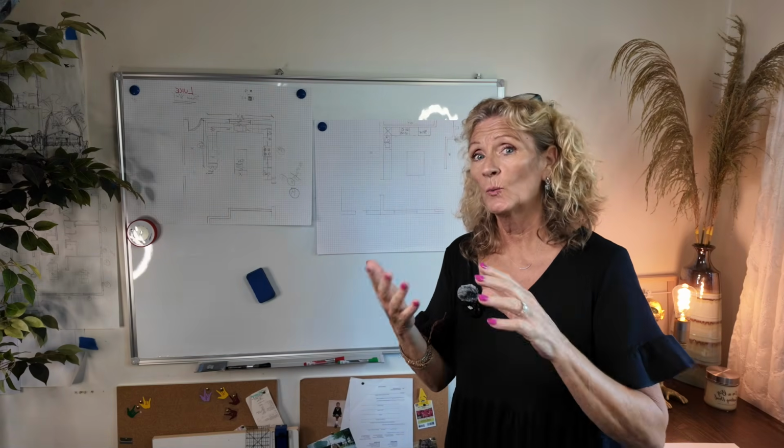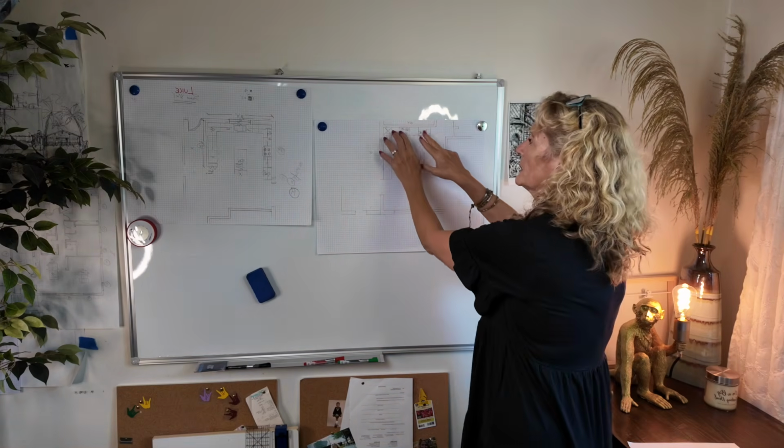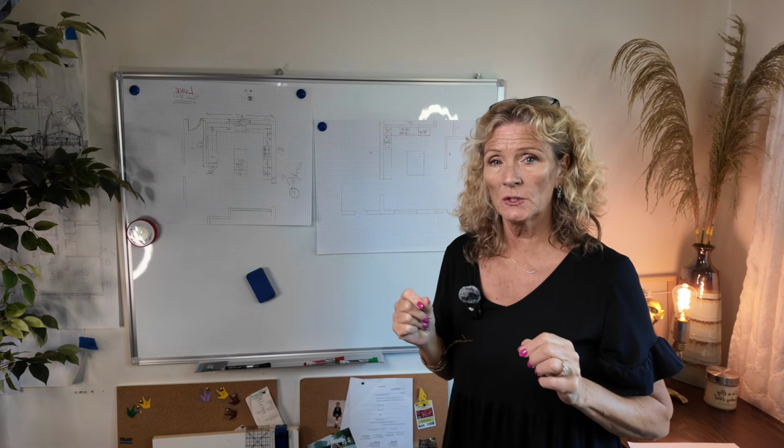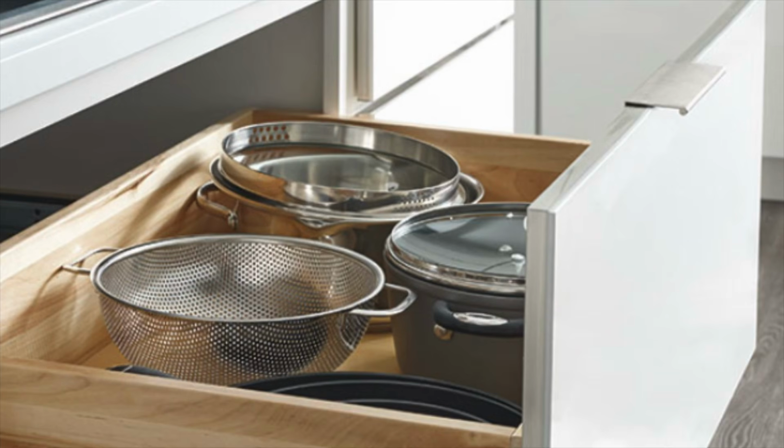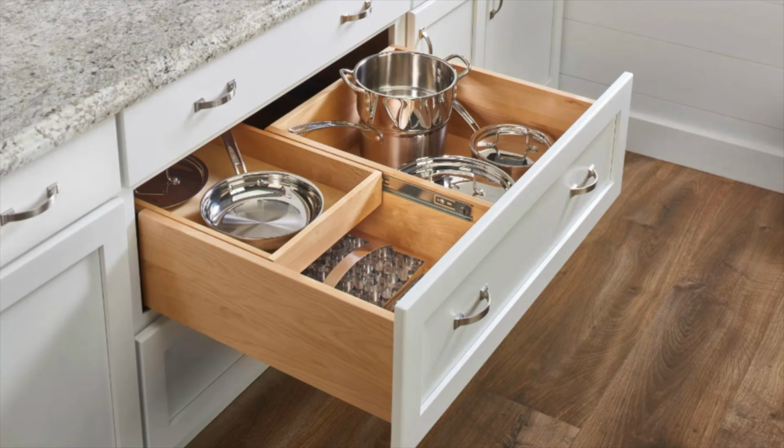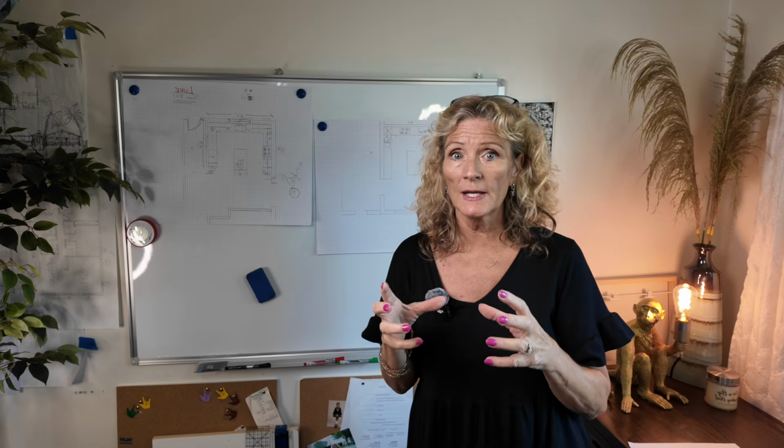Within that space, we want to figure out what kinds of things do I need to store near the stove. I want my big pots and pans. I want my oven mitts. I want my spatulas. I want spices, oils, that kind of thing.